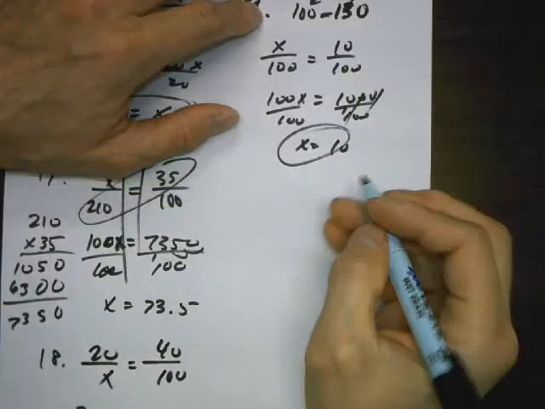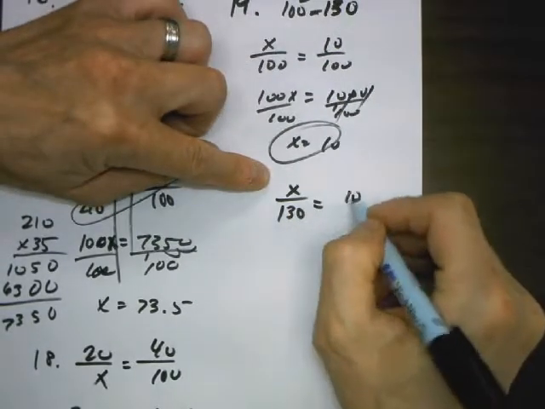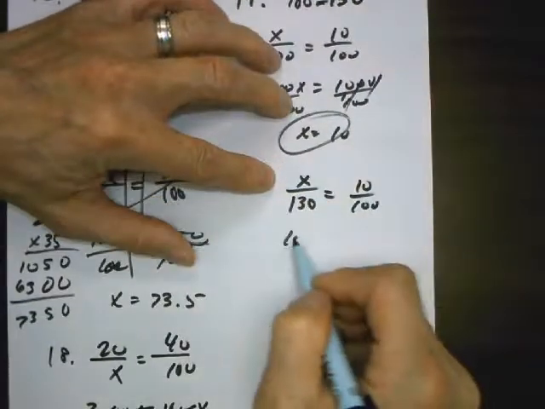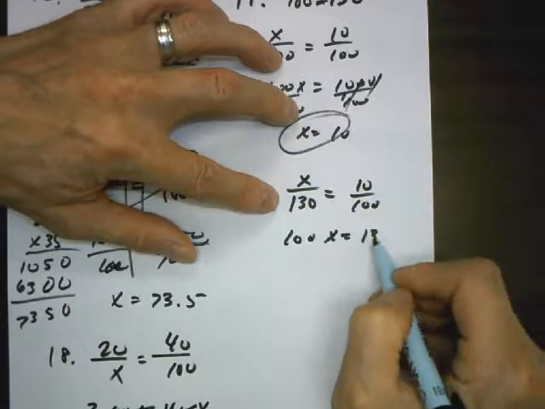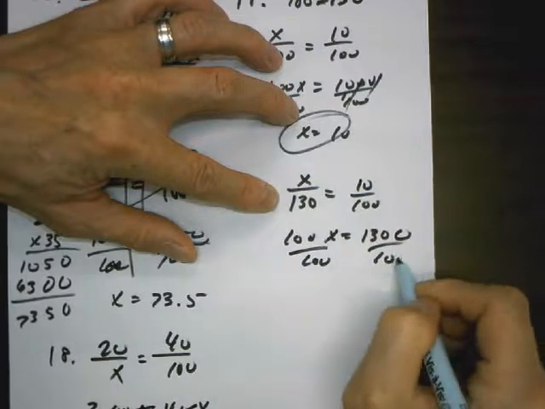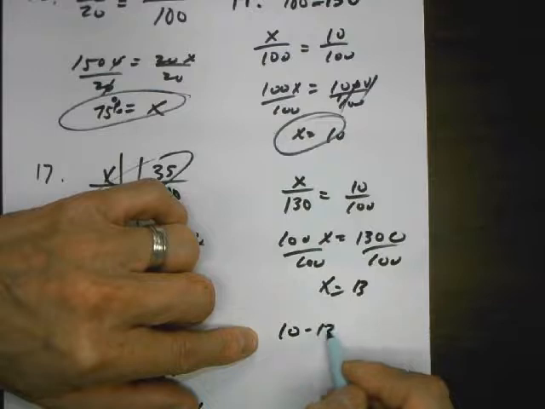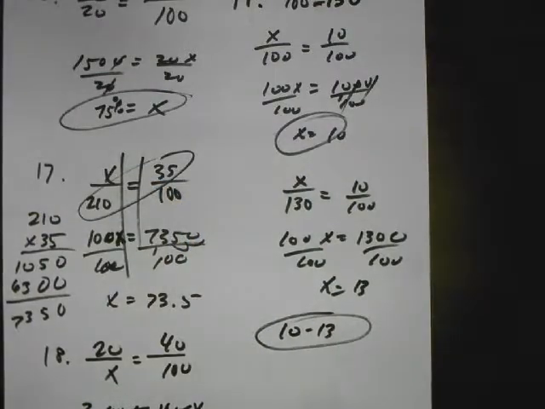On the high end, I do the same thing. I go is over of, I put the number of texts on the bottom and 10% on top. I go 100 times x equals 130 times 10, which just means add a 0. Divide by 100 simply means move the decimal 2 times, or 13 texts. My range is 10 to 13 texts.